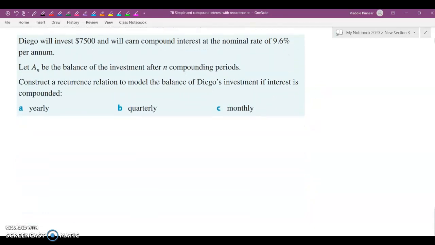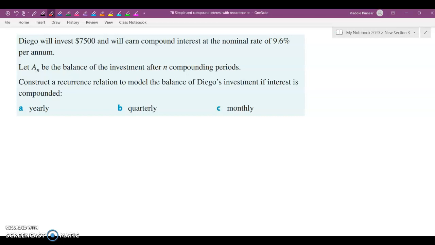So let's have a look at a question and how this affects our recurrence relations, because that's what we're interested in. We're told Diego will invest $7,500 and will earn compound interest at a nominal rate of 9.6% per annum. Let AN be the balance of the investment after n compounding periods. So that is different to what AN has represented before. AN before represented how much the investment was worth after n number of years. So we have to be careful that the value of AN is slightly different.